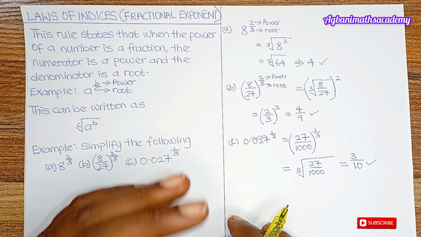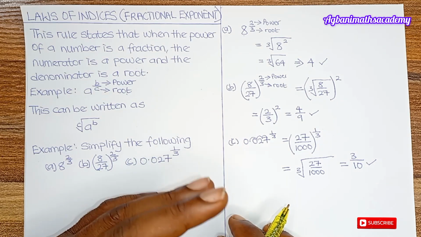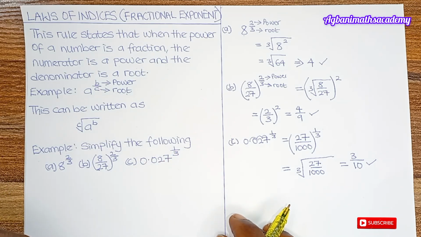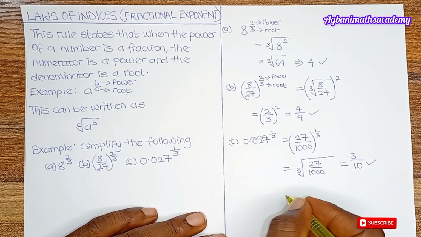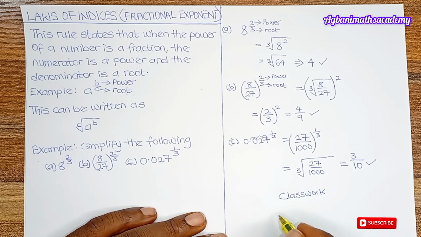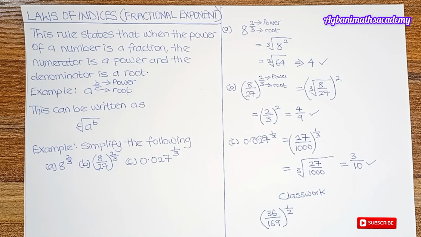Okay, this is the simple process of solving indices that contain fractions as exponents. Once you see a fractional index, all you need to do is identify the numerator as a power and the denominator as a root. Simple. I'd like you to solve this classwork and leave your answer in the comment section. We have 36 all over 169 to the power of 1 all over 2. This is a simple classwork, and I would like to see the answer in the comment section.